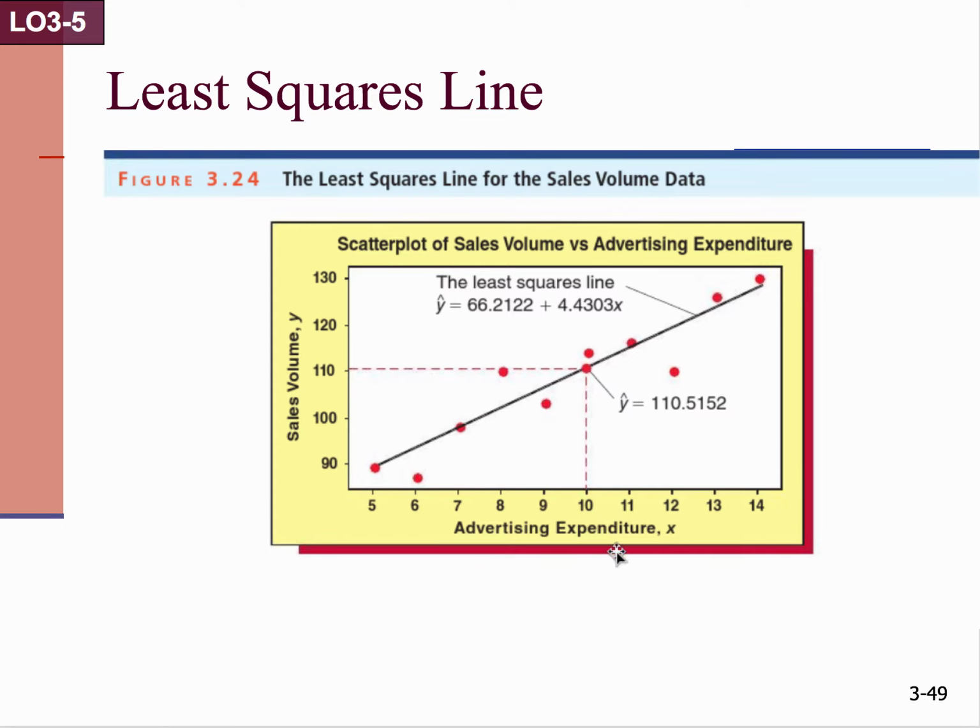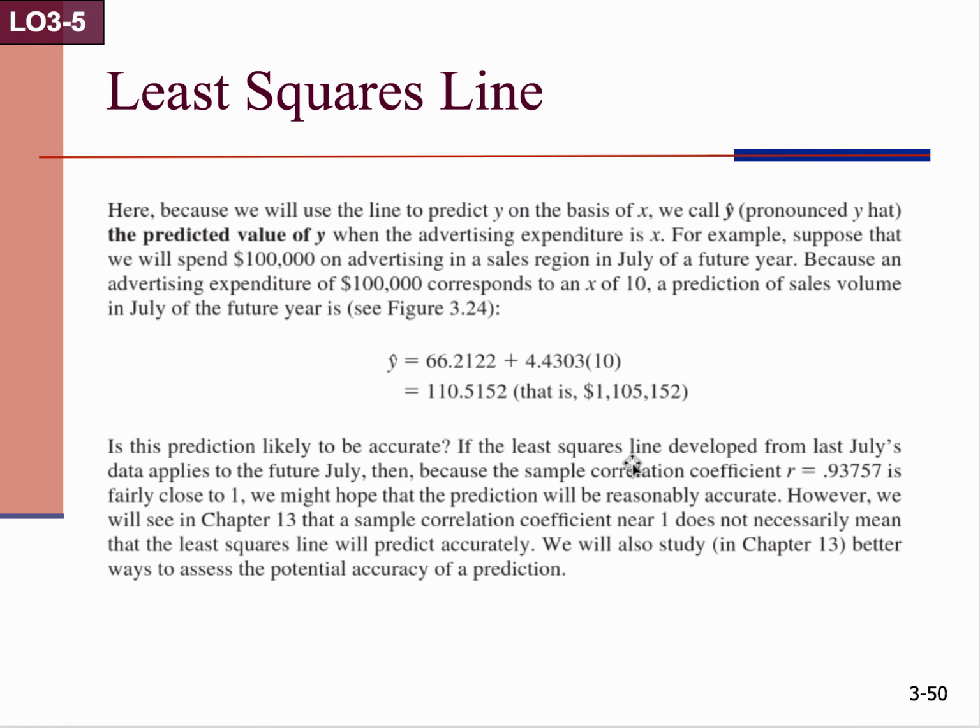So one example here: let's assume I have an advertising expenditure equal to 10. I take the 10 multiplied by 4.4303, and add it to the intercept 66.2122. I will get the anticipated or predicted value of y, which in our case is equal to 110.5152. We have to remember this is going to be multiplied by 10,000. So actually we're going to have about 1,105,152 as the value for y.